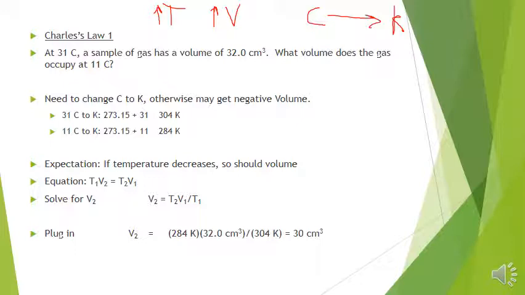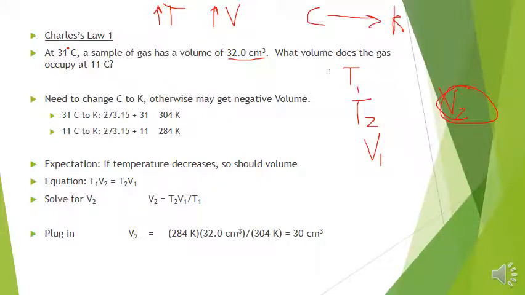So let's see what our problem has. I'm at 31 degrees Celsius, and it has a volume of 32.0 centimeters cubed. What volume does the gas have to occupy at 11 degrees Celsius? So I have T1, and I have T2, and I have V1. What I need is V2, and we'll get to that in a second.